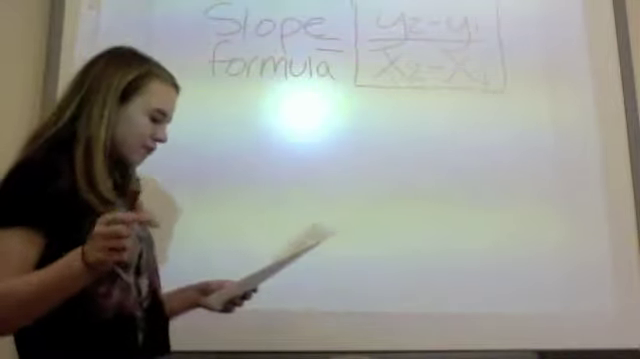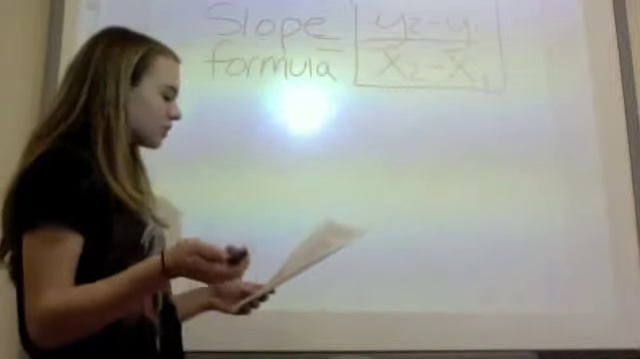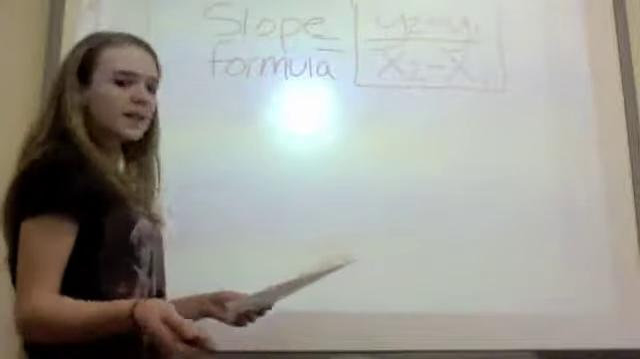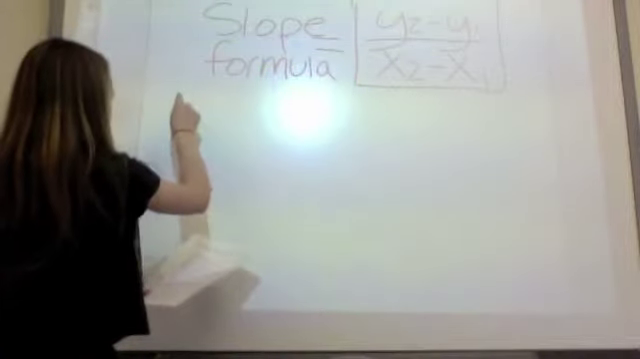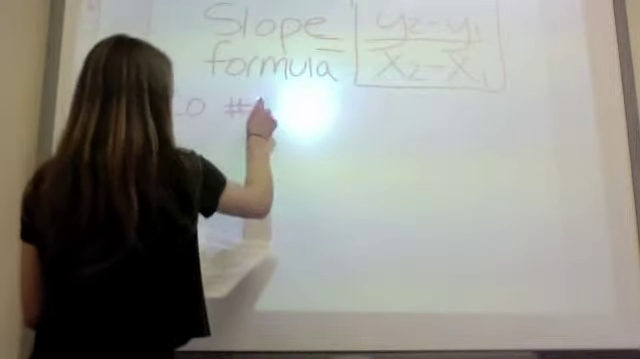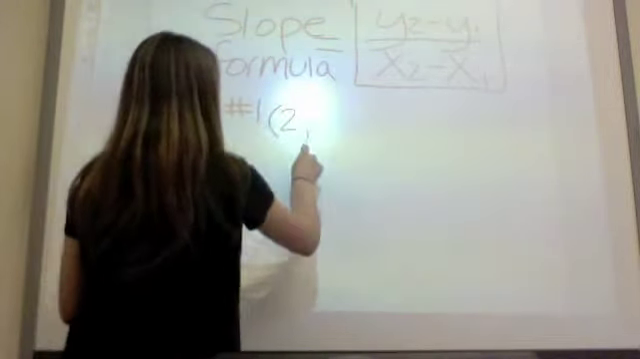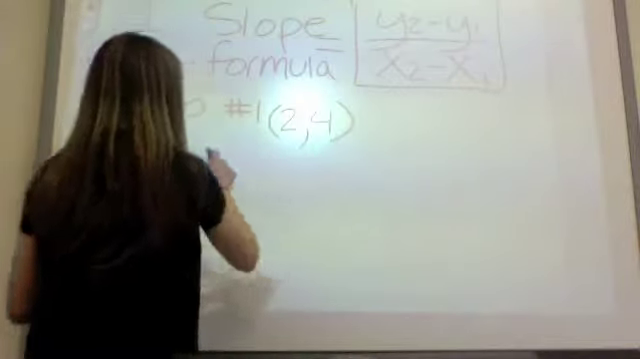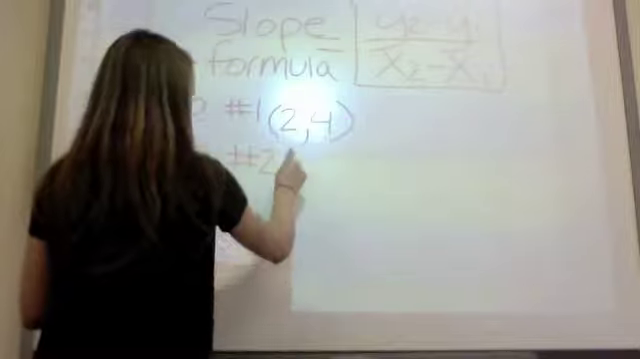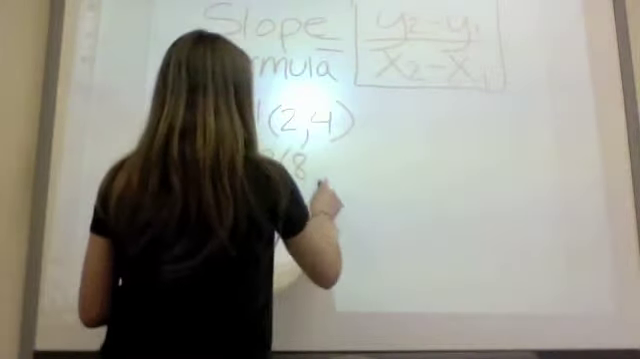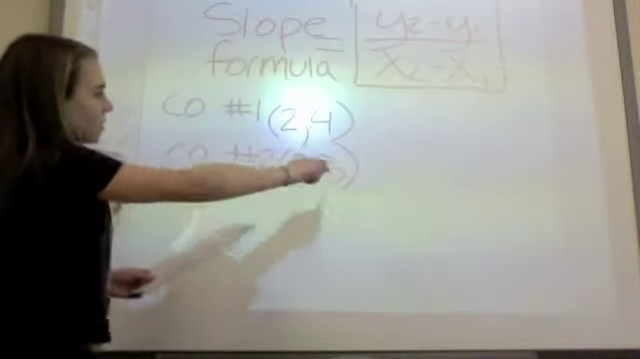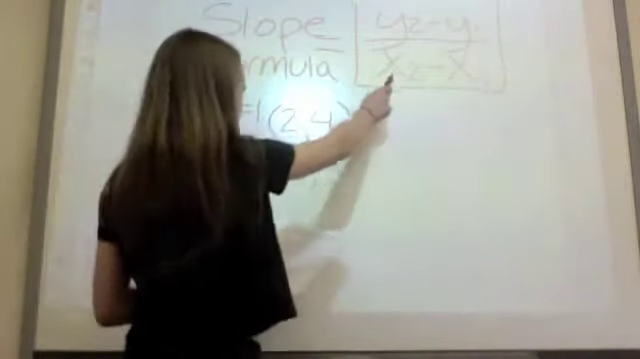Let's try using the slope formula. In order to find the slope between 2 points, you must use the formula we just talked about. For example, let's say you had 2 coordinates. Coordinate number 1. And coordinate number 2. Now we'll substitute these numbers into this formula.